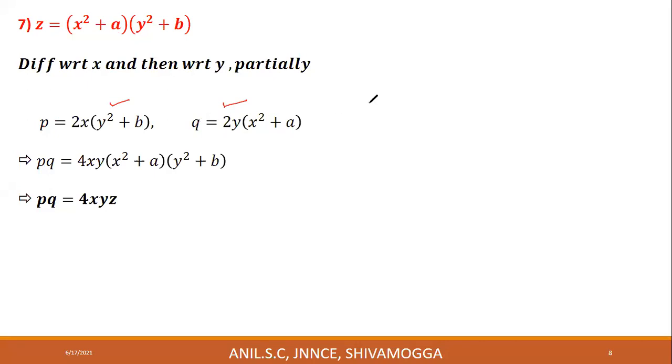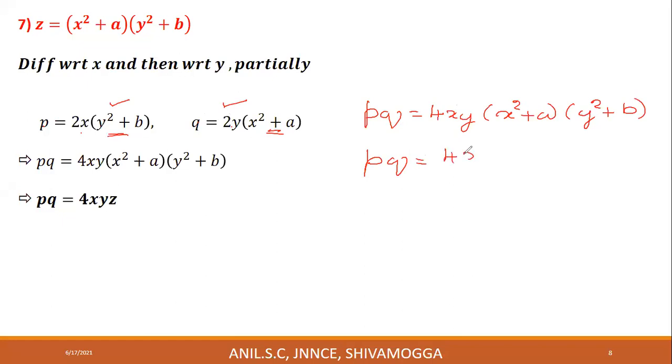p into q is pq, which is equal to 2x into 2y, that is 4xy, times (y² + b)(x² + a), which is (x² + a)(y² + b). The rest is very simple. pq = 4xy times (x² + a)(y² + b), which is z. So pq = 4xyz. Now the arbitrary constants a and b are eliminated and the partial differential equation is obtained. Make a note of this.